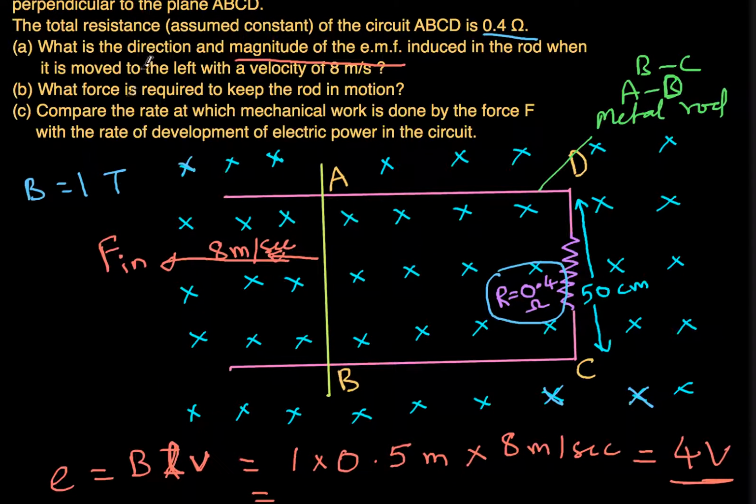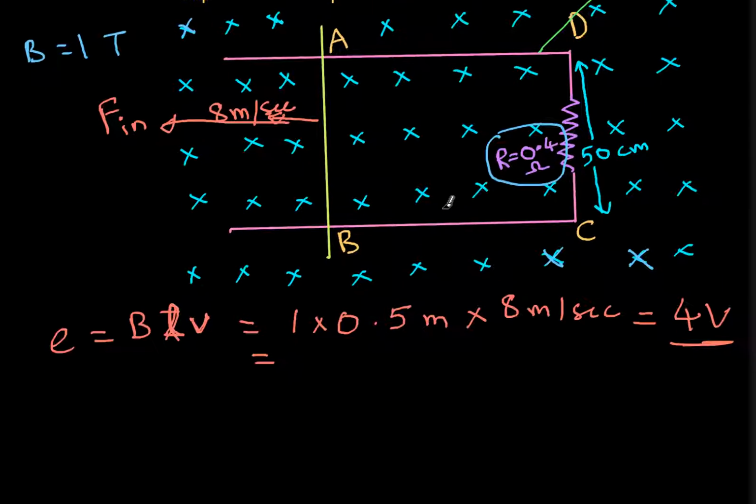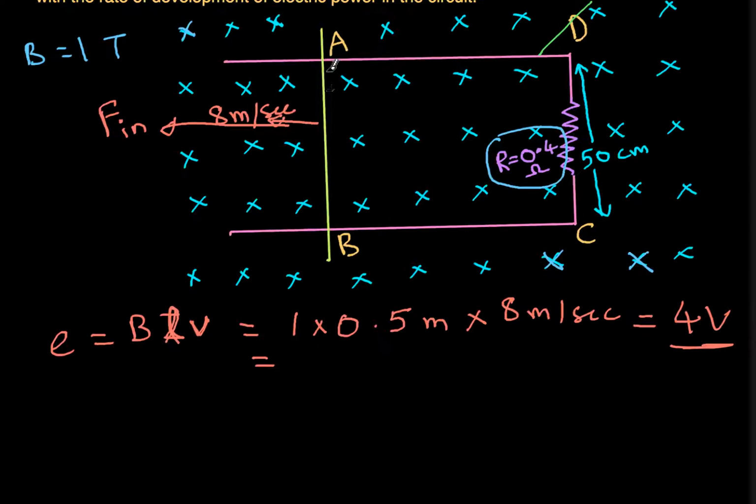So now the question is, what is the direction? We have only calculated the magnitude. In other words, there will be some current flowing in this circuit. So is the current flowing from point A to point B or point B to point A? What is the direction of the current we need to identify?